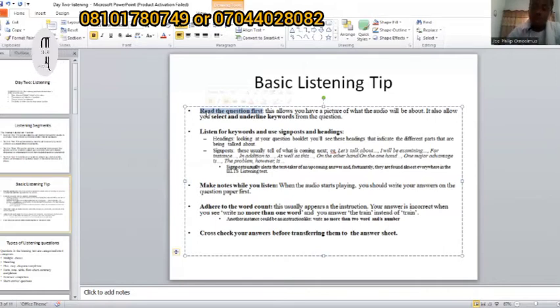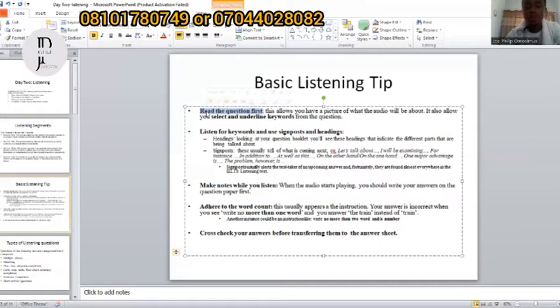The audio will always tell you to look at the questions, but in section 4, it will not stop. So you have to look at those questions one after the other and underline the keywords, and then expect to hear those keywords in the audio.